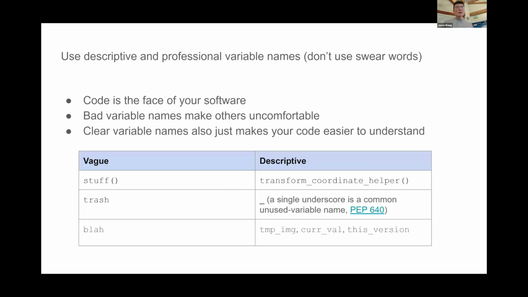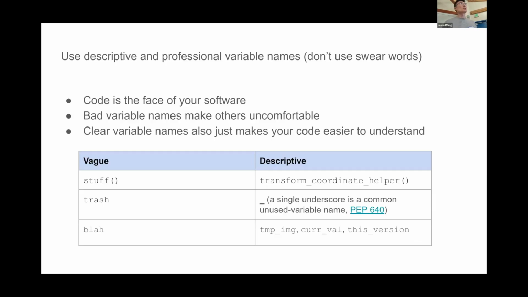In general, this falls under a broader category of using descriptive and professional variable names. One of my personal pet peeves: don't use swear words in your code, even if you're very frustrated about why the code is not working. Code is the face of your software. In astronomy, if you're releasing open source code, the first way people are going to interact with you and know about you is to look at and read your code. If that's not something you want to be known by, don't do that. Bad variable names such as swear words make other people feel uncomfortable.